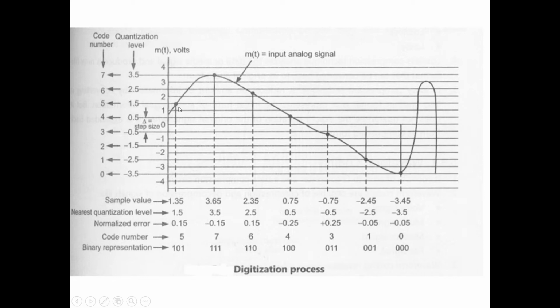The code number for this one is nothing but 5. It's not exactly 1.5, it is slightly below, that's why your error is 0.15. Now the code number is 5, and the binary representation of 5 is 101. So the coding of this particular sample, or this particular level, is 101. Now the next sample is again approximated and it's 3.5. 3.5 maps to 7, and the code for 7 is 111. So this is how that particular encoding takes place.